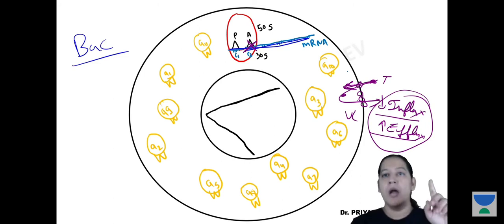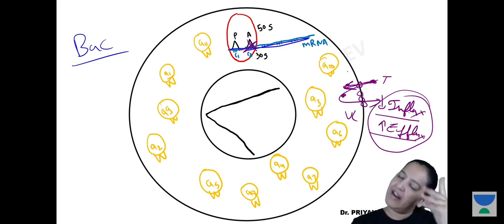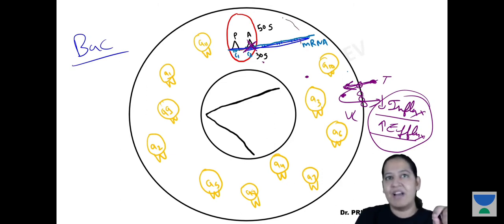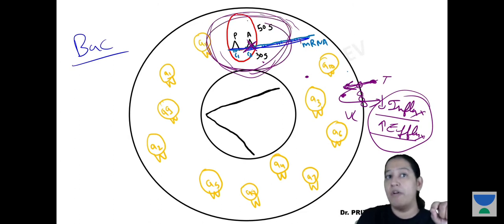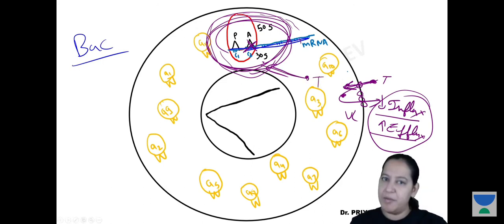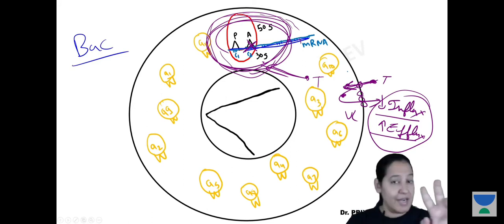Number 2, if tetracycline does come inside, it will go to the ribosome and inhibit the A window. So the bacteria will cover the ribosome with a protective covering so that tetracycline cannot reach here. That is the second mechanism of resistance. Tetracycline cannot reach here, cannot inhibit protein synthesis, and the bacteria will not die.